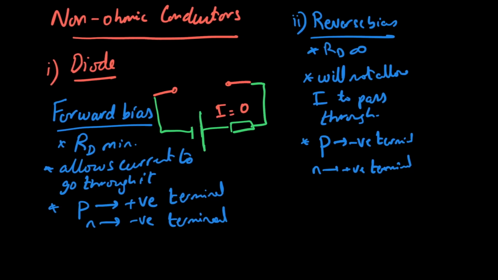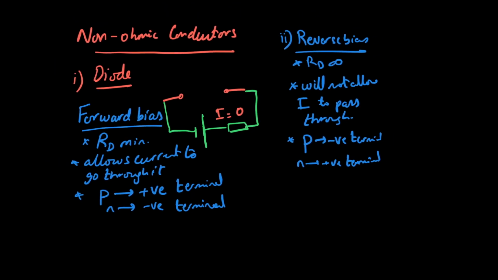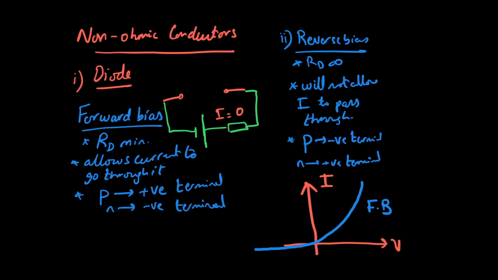Now, for a diode, the graph of current versus voltage looks like this, where this is the forward bias region and this is the reverse bias region. Reverse bias means you can notice that the current is 0, and here you can see that the current is increasing as the voltage is increasing. So that is the current versus voltage graph for a diode.